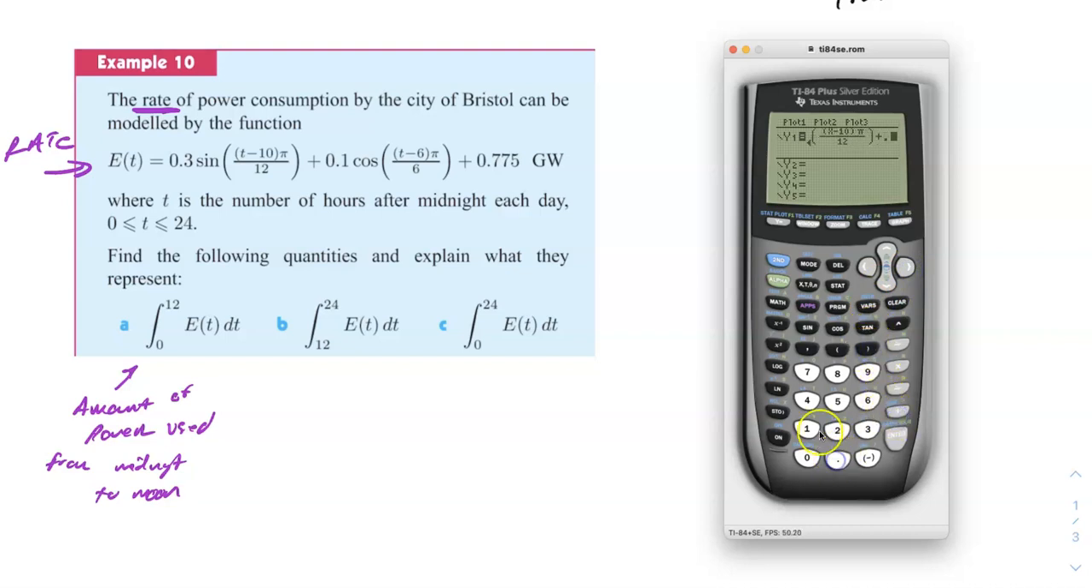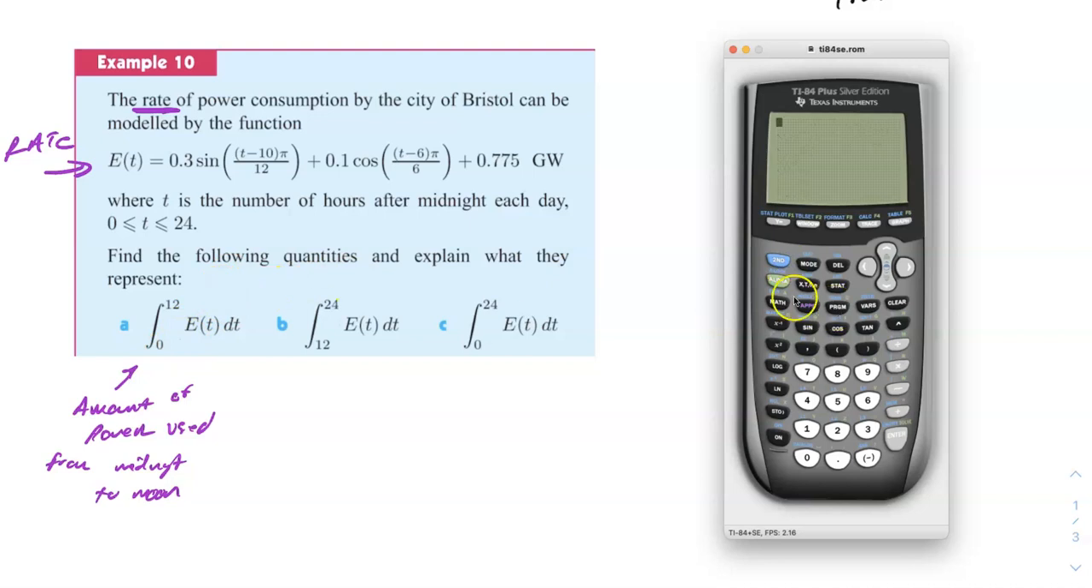Plus 0.1 cosine alpha y equals... I like to try to make it look almost exactly like this as much as humanly possible, so I know I didn't mess up somewhere. That over 6, and then again close this parenthesis, and then plus 0.775. Okay, so it's all typed in the graph. I'm not going to graph, I'm just using that as a placeholder. So I'm going to get out of here.